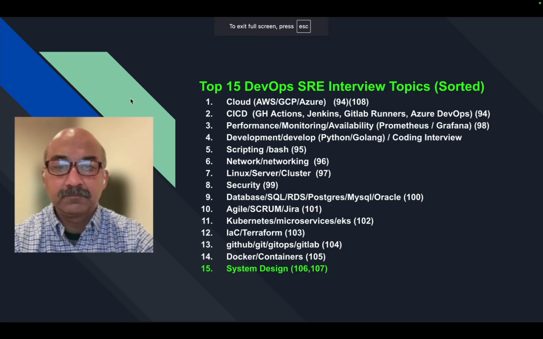So here are the 15 topics. The ones at the top, like cloud and CI/CD, are more important than the ones at the bottom, like Docker containers and system design. Having said that, like I said before, some of them I feel like they're not in the right place, like containers should be higher than number 14. But data is data, intuition is intuition.